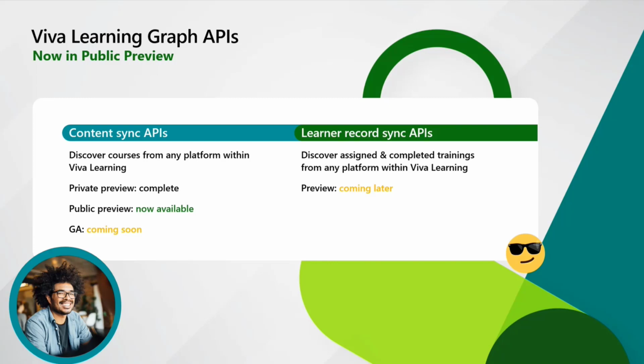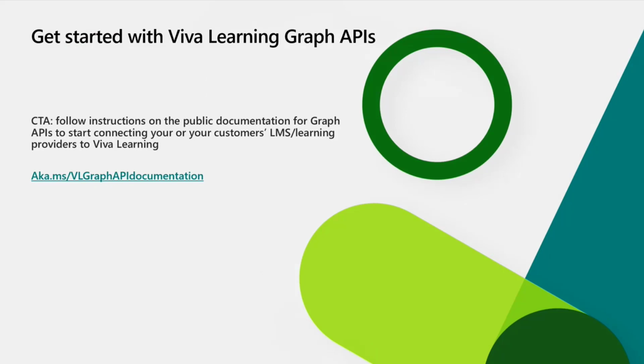Soon after the public preview of Content Sync APIs, we'll also be announcing the Learner Record Sync APIs private preview. This slide shows how you can get started with the Viva Learning Graph APIs. Follow the instructions in the public documentation below for using the Content Sync Graph APIs to start connecting your or your customers' LMS or learning providers to Viva Learning. This process typically takes around a month.